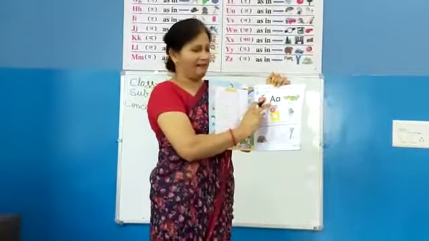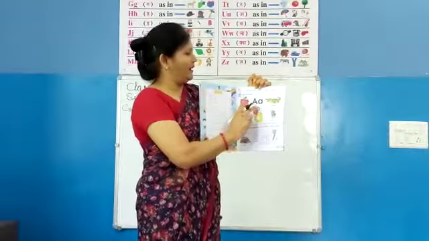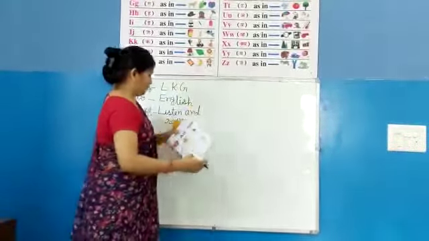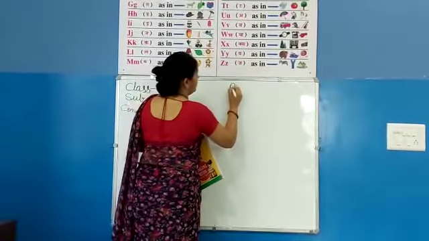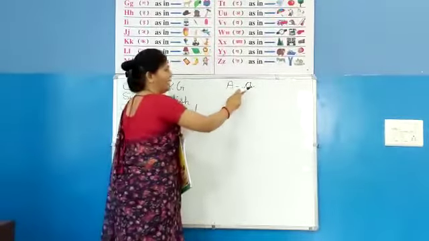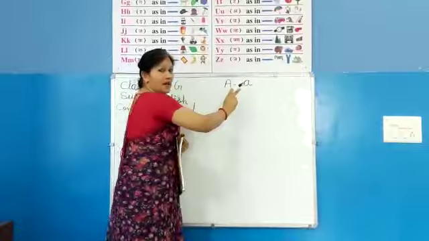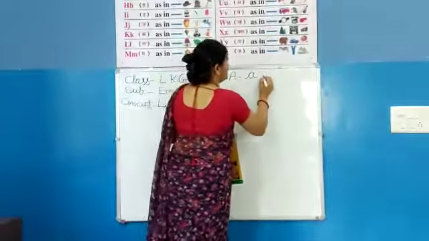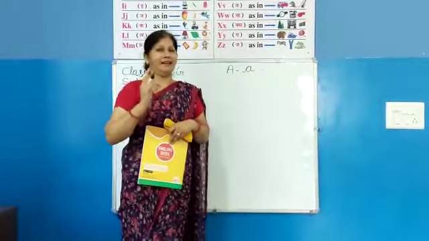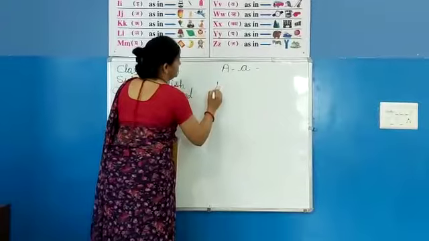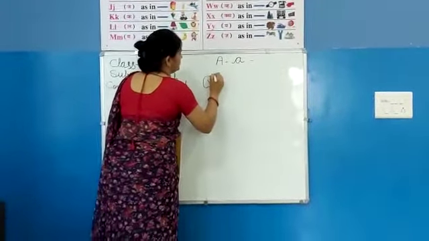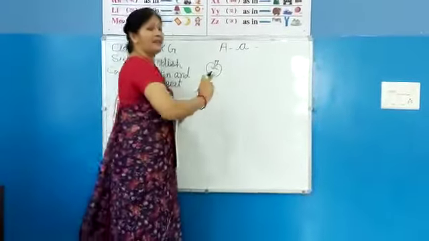Okay? And letter A. This A, okay? This letter, capital letter, and this letter is small letter, okay? Okay, children. So, this capital letter and this small letter. Sound of A. We will learn cursive letter A. Okay? What is this, children? This is apple.